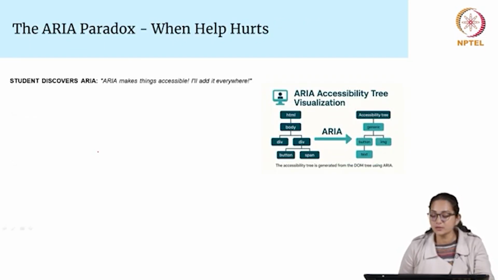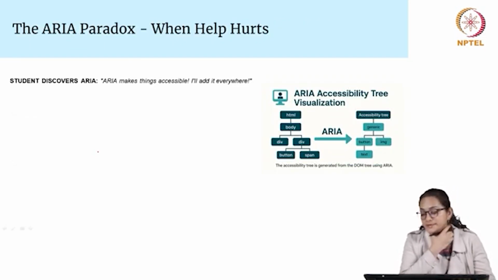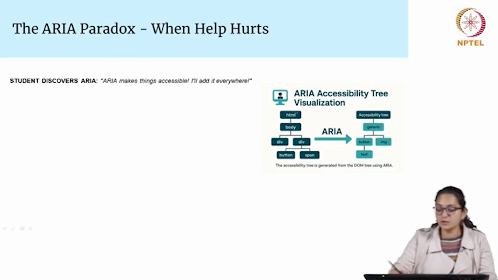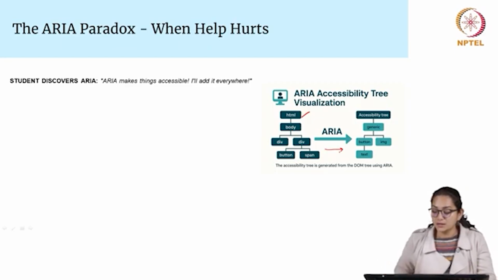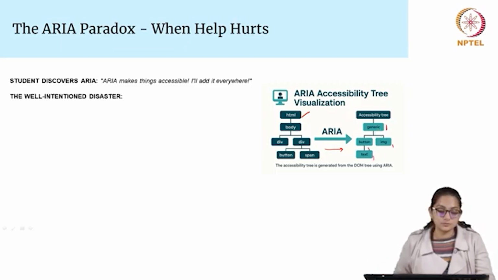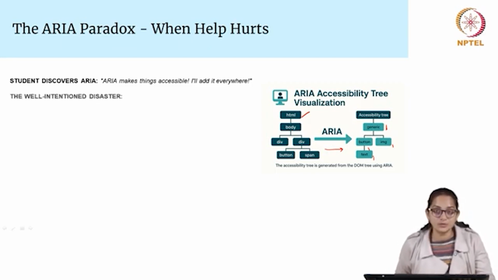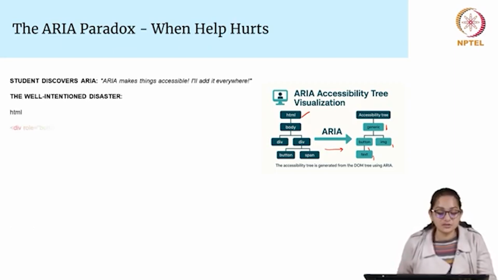Then there is something called ARIA accessibility tree visualization. We spoke about HTML and CSS. When we add ARIA to your code, it becomes like a generic button, image, text. When a student discovers ARIA, they think that ARIA makes things accessible, and they say, I will add it everywhere. What happens is a well-intentioned disaster.